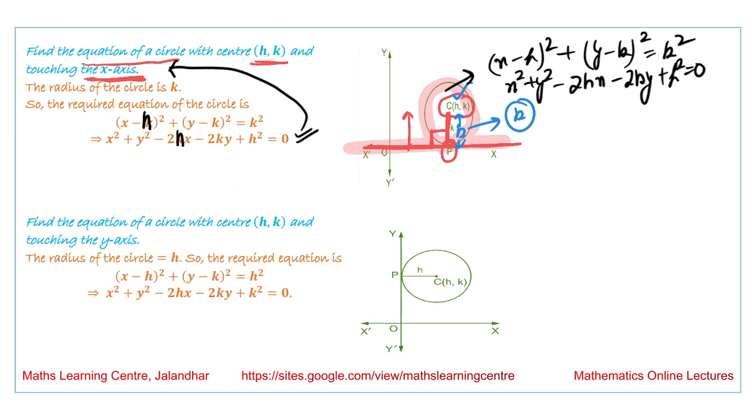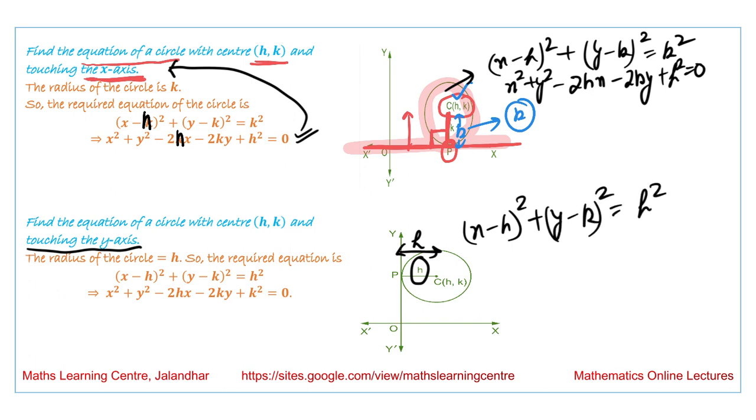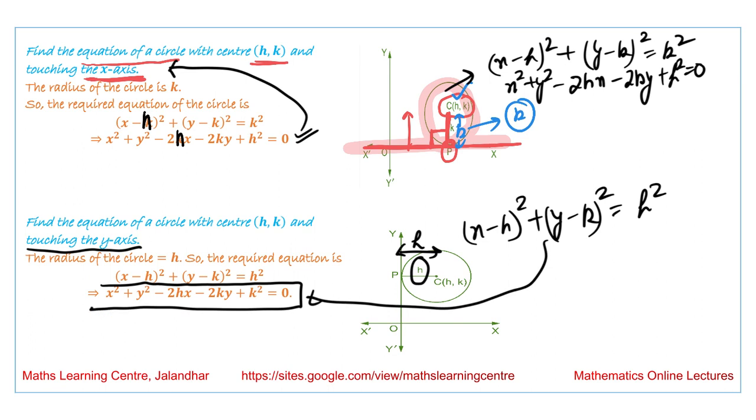Similarly, we have to calculate the equation of the circle which touches the y-axis. Then this h will give us the radius of the circle. So the equation of the circle will be of the form (x − h)² + (y − k)² = h², and this reduces to the form x² + y² − 2hx − 2ky + k² = 0. So these are the equations that you should remember.